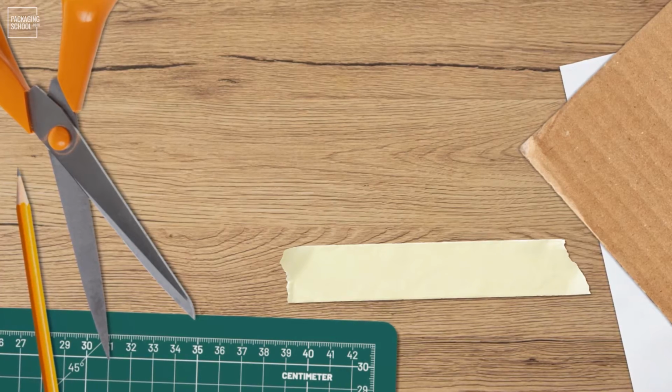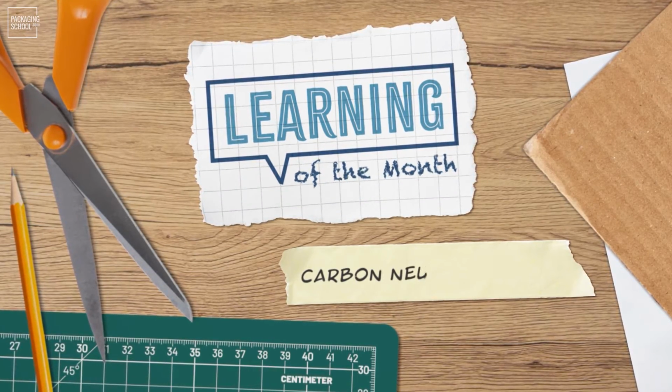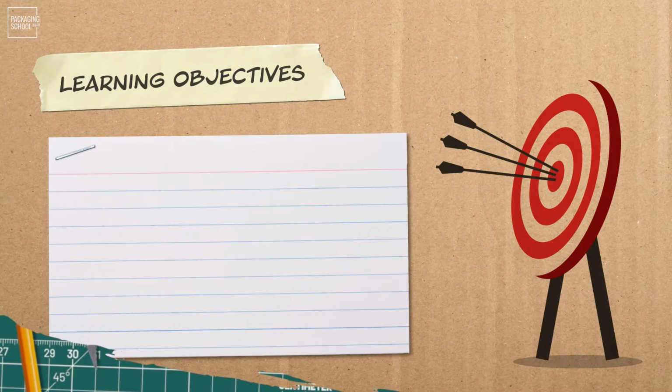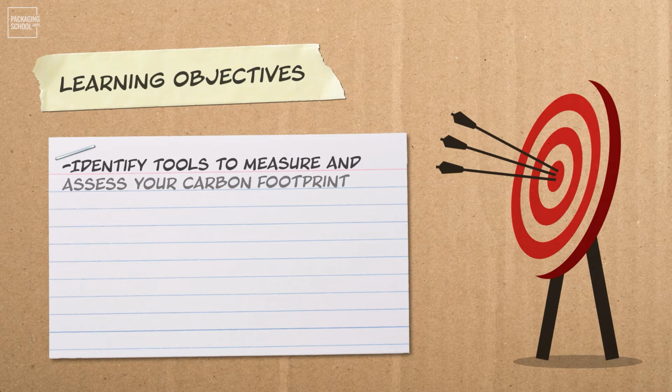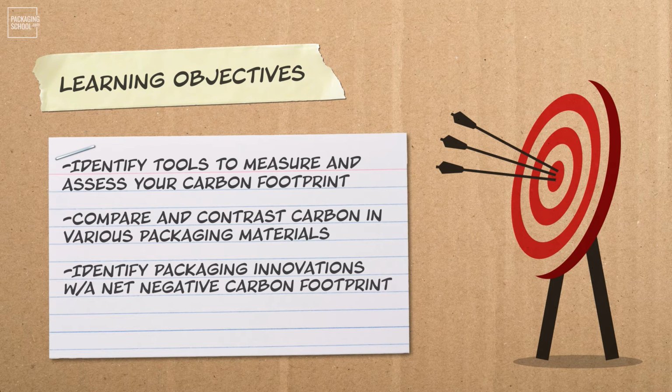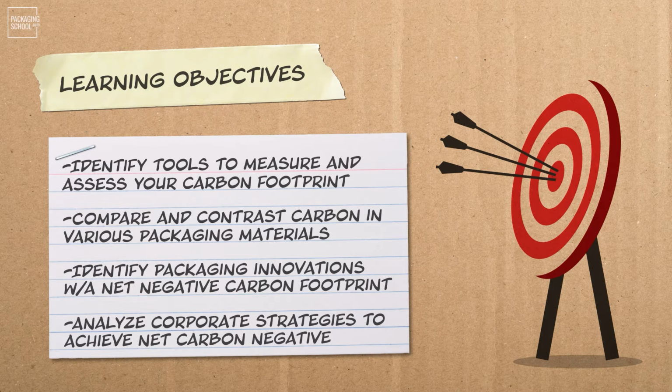So now that you understand the terminology surrounding the ins and outs of becoming carbon neutral, let's get into some practical applications. By the end of this short lesson, you'll be able to identify tools to measure and assess your carbon footprint, compare and contrast carbon in various packaging materials, identify packaging innovations that come with a net negative carbon footprint, and analyze corporate strategies to achieve net carbon negative.